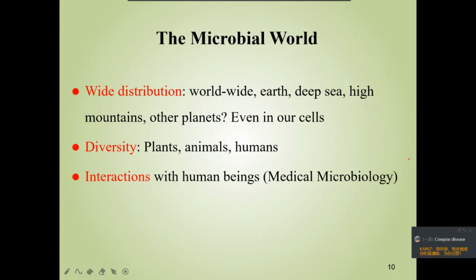The microbial world is very different from the world we can see. The microorganisms are distributed widely everywhere. We can see it's worldwide, everywhere. No matter where you can imagine, there are always some type of microorganisms. Like they can be on earth, deep in the sea, high in mountains, high in the atmosphere. And also diversity. There are a lot of types of microorganisms, and the other property is that they interact with human beings. They interact with other species of microorganisms. And the interaction between microorganisms and human beings is what we'll focus on in our topic of medical microbiology.